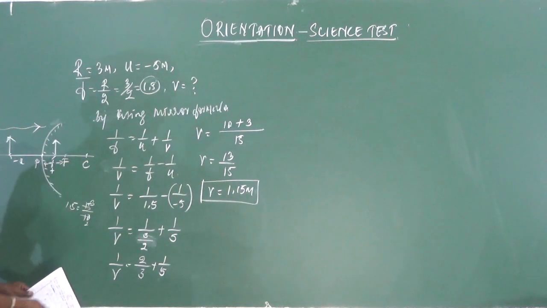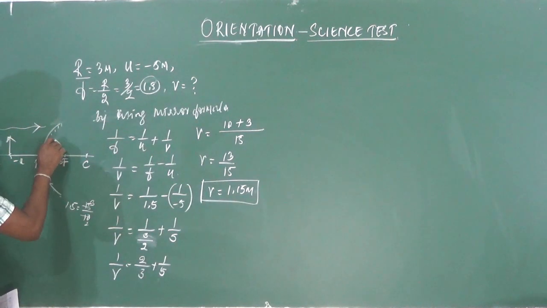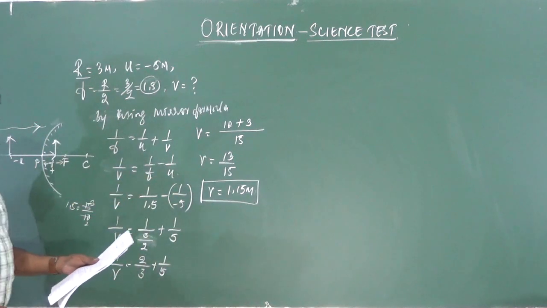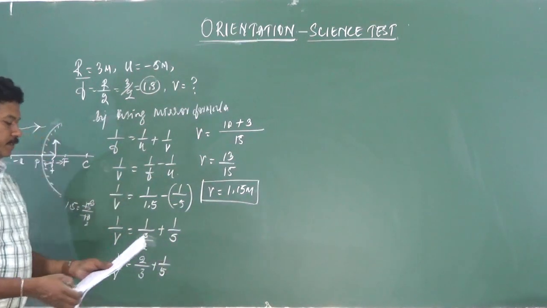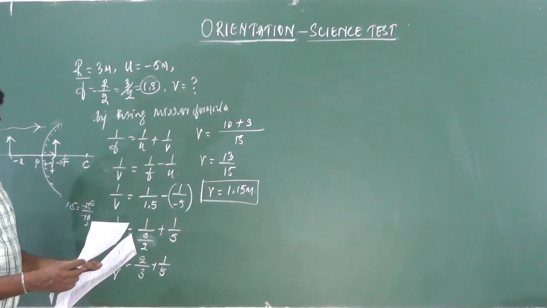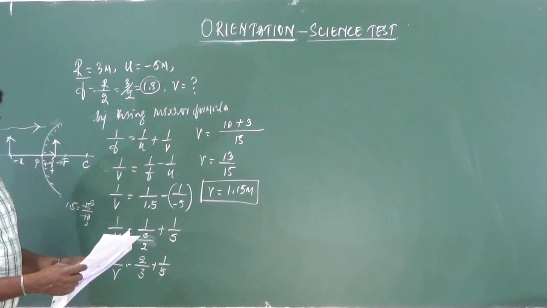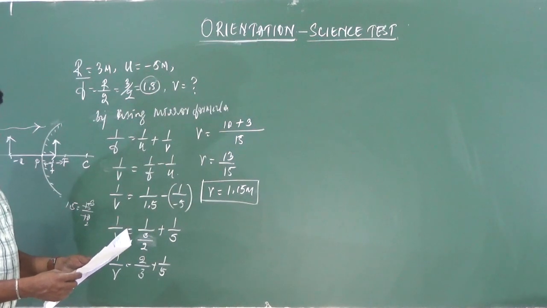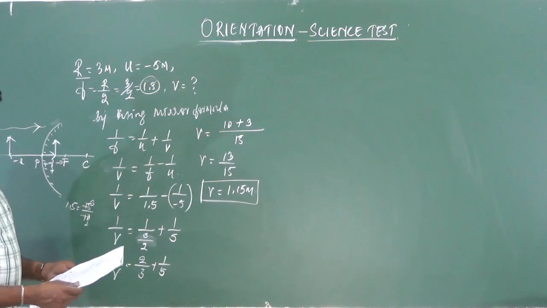So v is positive, you can see, because the image you get here is virtual and erect, and it is located in the direction of the light rays. Therefore the value of v you are getting is positive, and it is the right answer. Next, you have to find the position, nature and size of the image. So let us find out the size of the image.